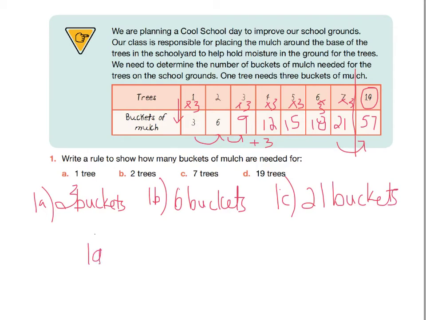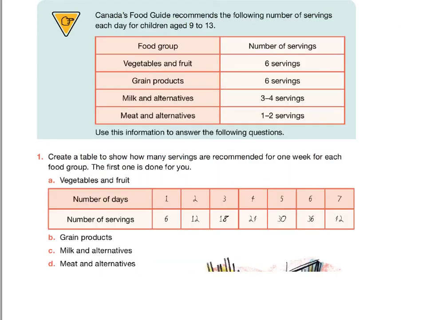And lastly, for 1D, make that look like a D, seek to be understood. 19 trees we would need. Maybe I'll erase just to make that clearer. We would need 57 buckets. So we've used our rule and our T-table in order to solve the problem about how many buckets we would need. All right, we have one more to take a look at.